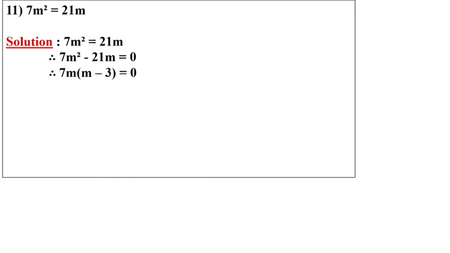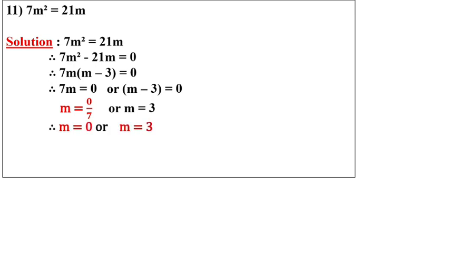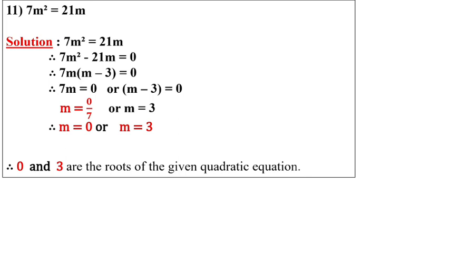Now the 11th one, students. 7m square equal to 21m. But 7 is not the square of any number and 21 is also not a square of any number. First of all, we will arrange this. 21m will come to the left side and become minus 21m. If you see in 7m square and 21m, what is common? 7 is common and m is common. So what is left? M minus 3, since 7 times 3 is 21. So 7m equal to 0, m minus 3 equal to 0. 7 is given in multiplication, so it becomes divide, minus 3 becomes plus 3. So 0 upon 7 value is 0. So our answer is 0 and 3 are the roots of the given quadratic equation.